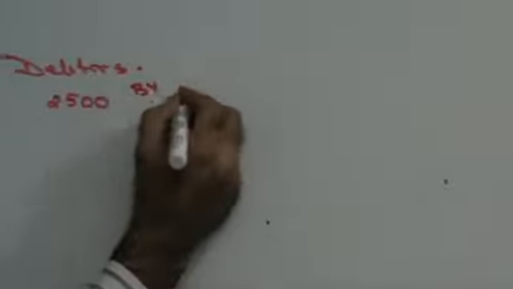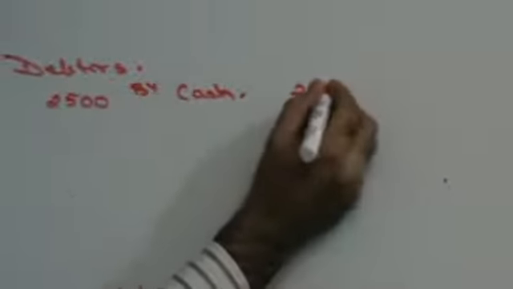Cash received from debtors. Debit the receiver, credit the giver. If cash is received from the debtors, they are the givers. So this is going to be by cash 20,000. Cash received from debtors will be debtors account on the credit side.